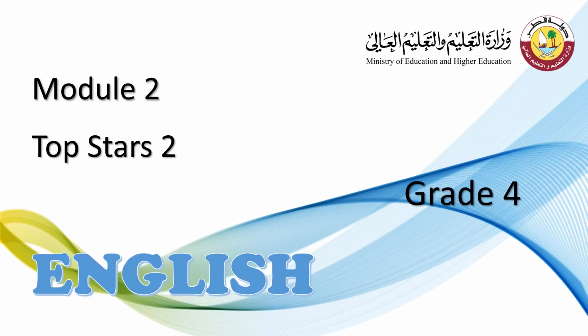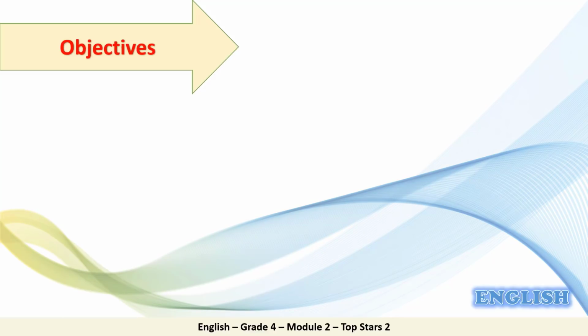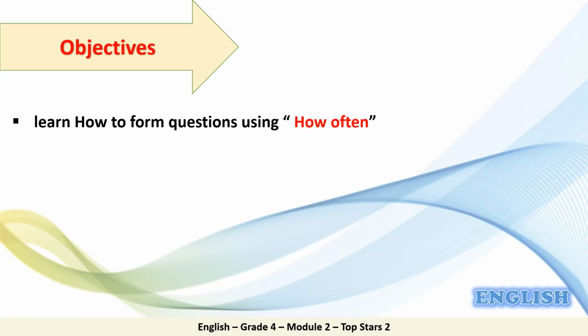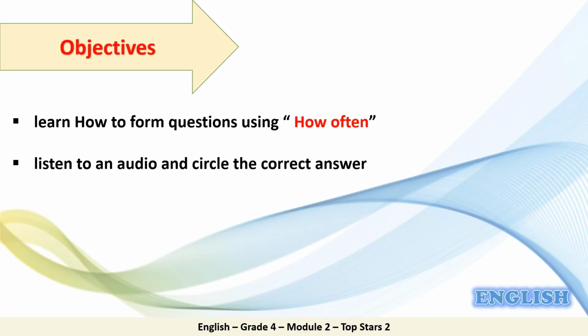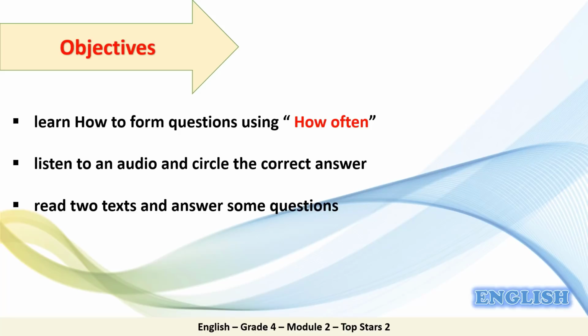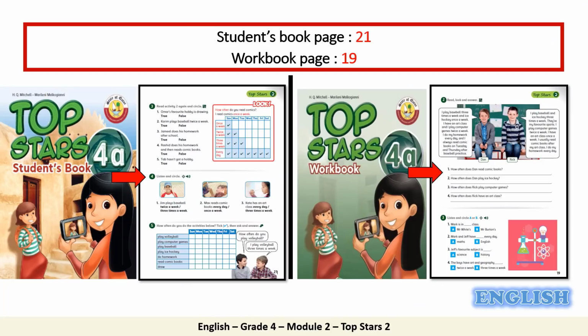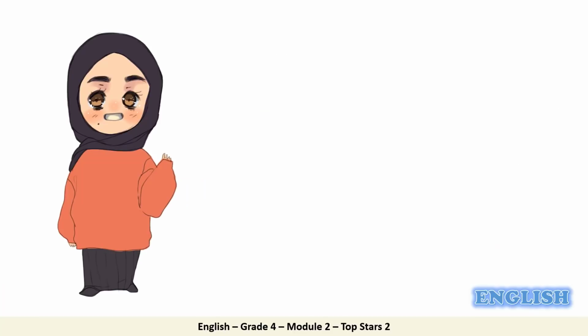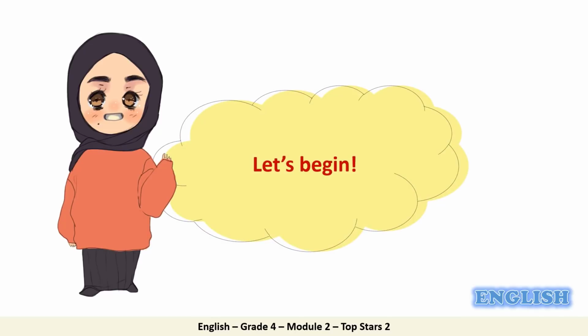Today, we are going to continue Module 2. We will have Top Stars Part 2. In this lesson, we are going to learn how to form questions using how often, listen to an audio and circle the correct answer, read two texts and answer some questions. This lesson, you will find it in your student book page 21 and in your workbook page 19. Are you ready to start? Let's begin.